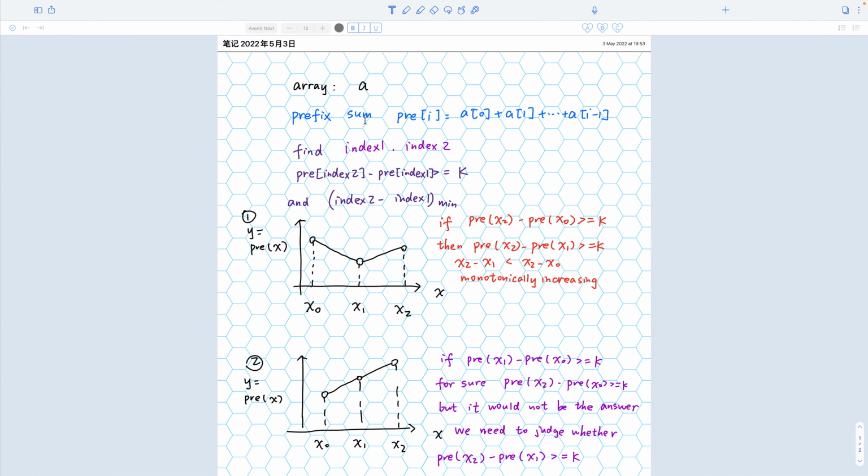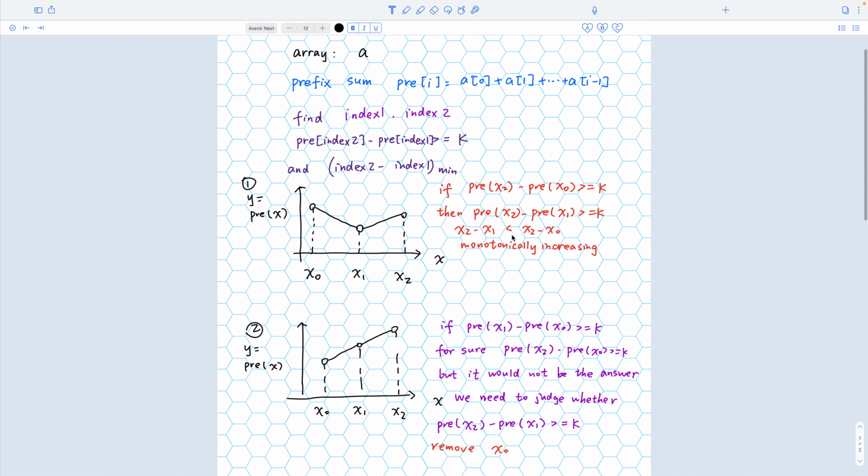Well, just a simple translation. We have array A. We also have a prefix sum array. And we need to find the two indices, index 1 and index 2, and we should satisfy two requirements. Prefix sum index 2 minus prefix sum index 1 should be greater or equal to k. And index 2 minus index 1 should be the minimum length.